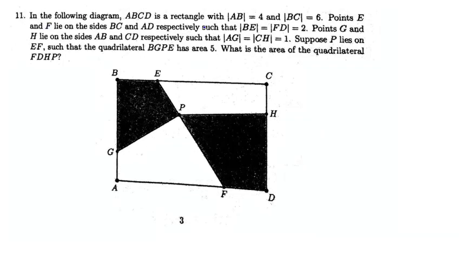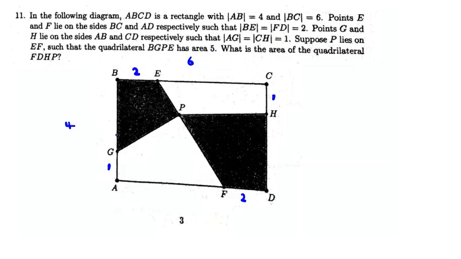And SMO 2019 Junior Section First Round problem number 11. In the following diagram, ABCD is a rectangle with AB equals 4, BC equals 6. Points E and F lie on the sides BC and AD respectively, such that BE equals FD equals 2. Points G and H lie on the sides AB and CD respectively, such that AG equals CH equals 1.